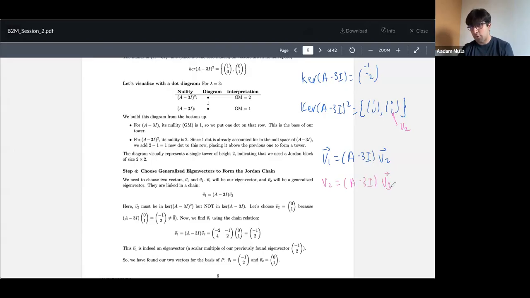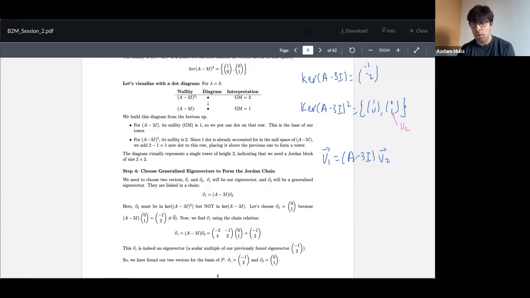So given v3, you'd choose v3, then you go down and find v2, and then you go down and find v1. So it's like a chain that goes down. Okay, and I'll show a diagram to make this clear in a sec. But anyways, so we found v2, we chose v2.